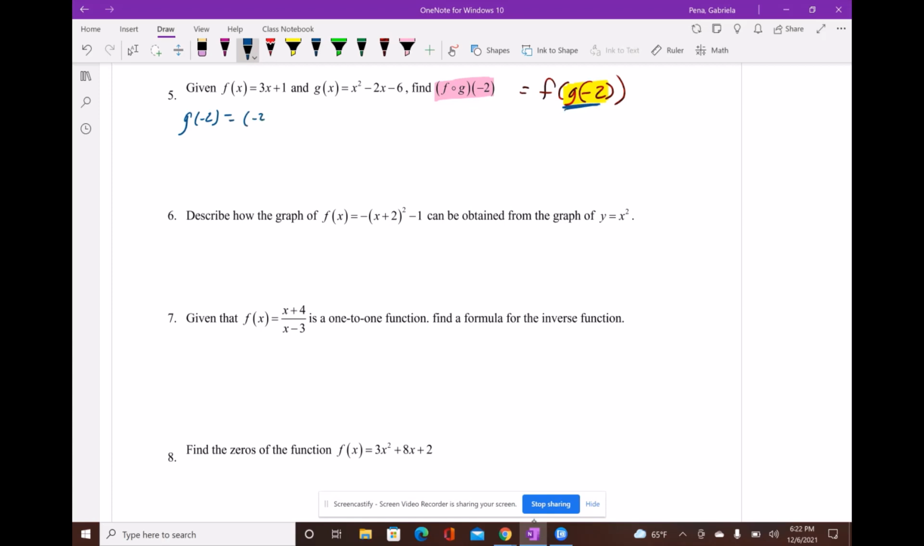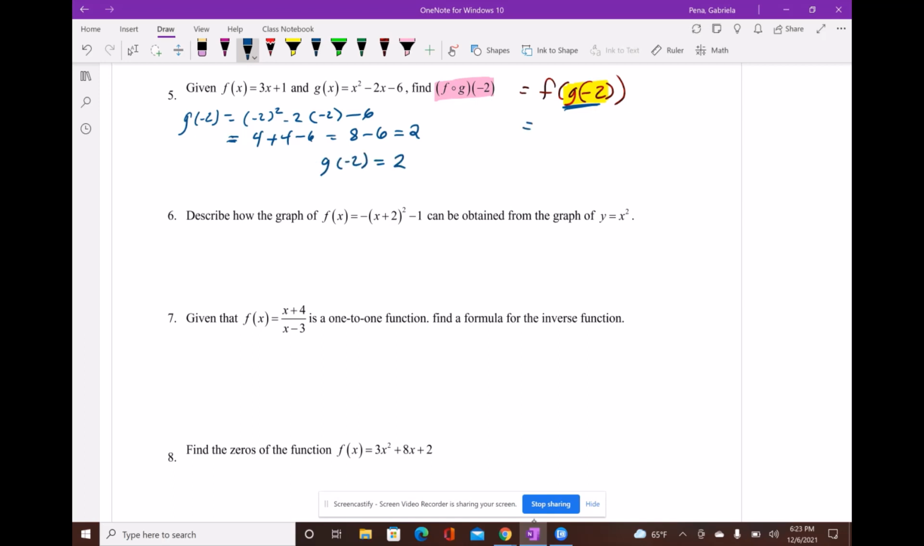So g of negative 2 means negative 2 squared minus 2 times negative 2 minus 6. Negative 2 squared is 4. Negative 2 times a negative 2 is a positive 4 again. And then we have a minus 6. This is 8 minus 6, which is a 2. So that means g of negative 2 gave me a 2.